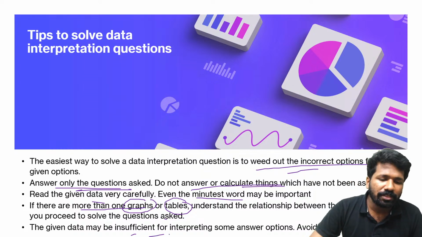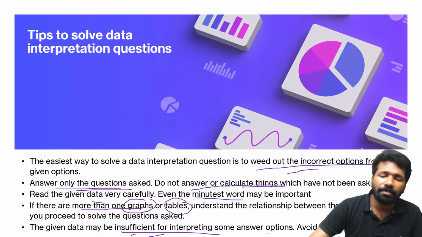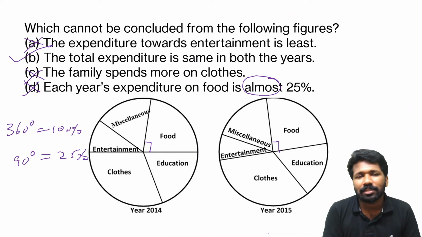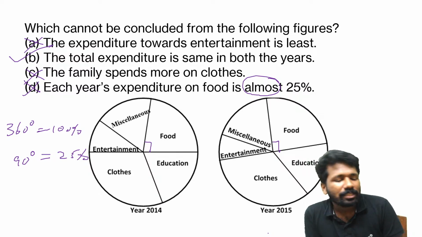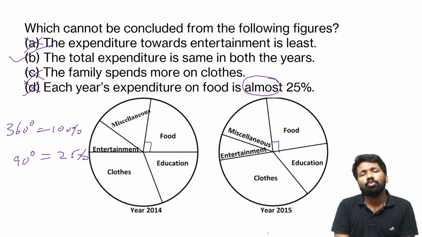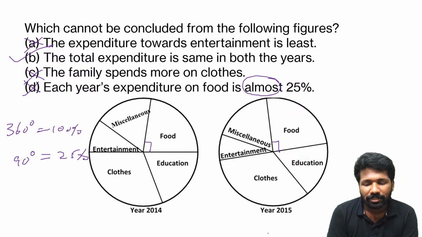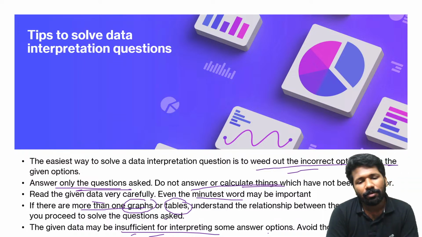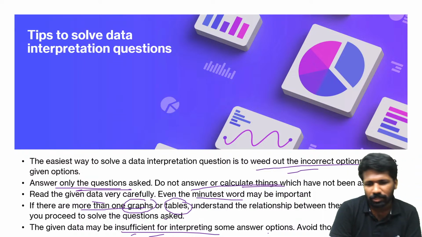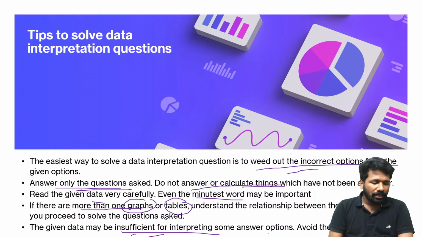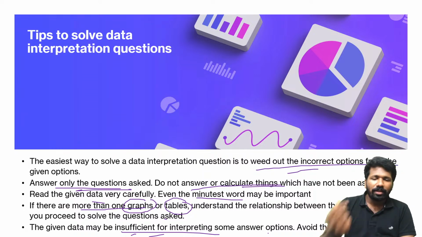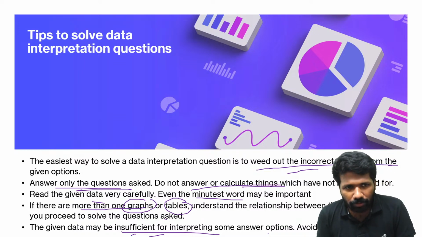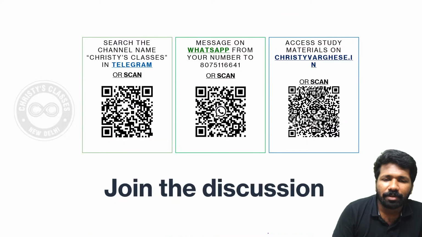And the next step was, given data may be insufficient for interpreting some answer option, avoid those. Like in this case we didn't avoid it because the question was asking which cannot be concluded. There is not enough data to find total expenditure. So in some cases the given data will not be sufficient to answer the question. Those options you can skip and go to the next option, or you can conclude accordingly if the question is asking which cannot be concluded. So that is a general idea of data interpretation questions.